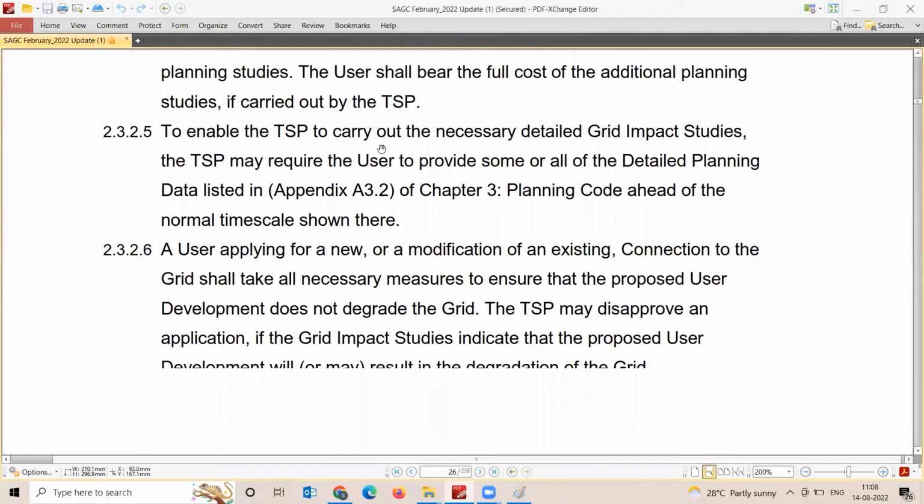Enable the TSP to carry out the necessary detailed grid impact studies. PSP may require the user to provide some or all the detailed planning data listed in A3.2.